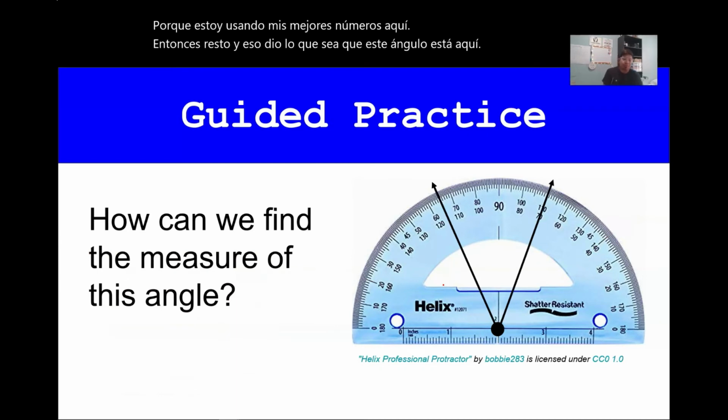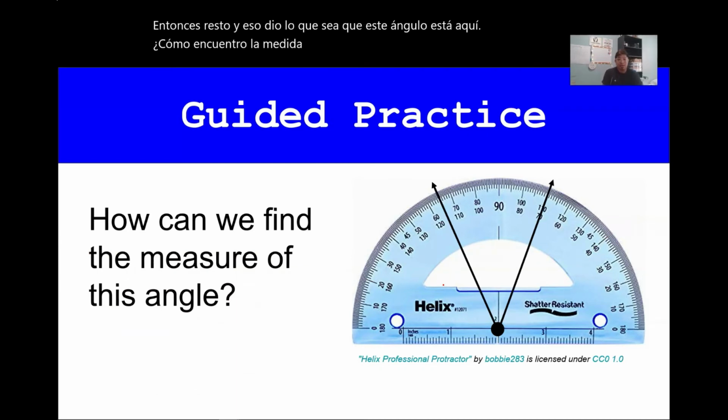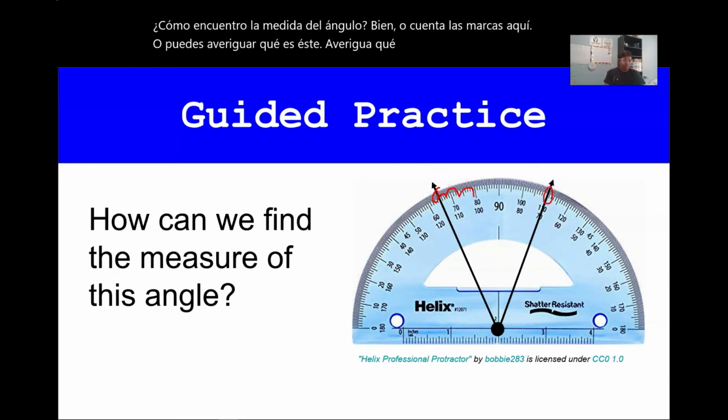How can we find the measure of the angle? Either count the tick marks right here, or you can figure out what this one is, figure out what this one is, and subtract. I'll give you a few minutes to do that.